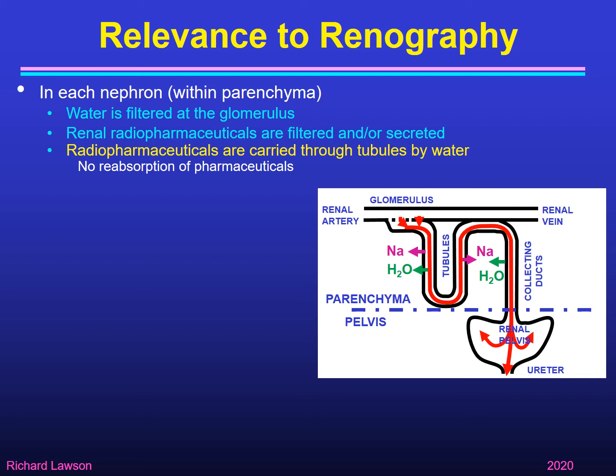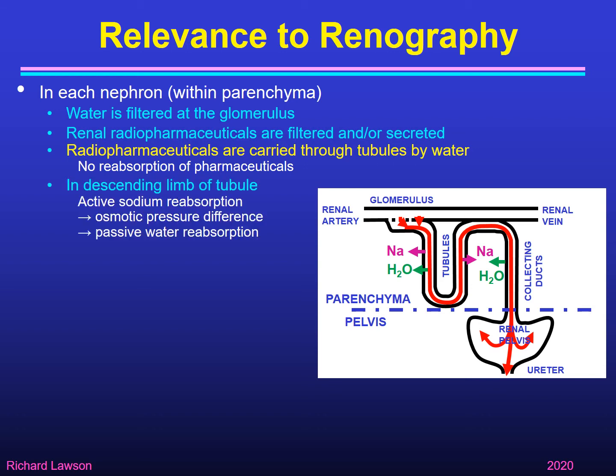So by a mixture of filtration and secretion, they get added to the filtrate here in the proximal tubule. But then they're carried along through the kidney by the flow of water. There's no reabsorption of pharmaceuticals, so the time it takes the radiopharmaceutical to get through the tubules is just a measure of how long it took the water to get through. They're just really markers for the water passing through.